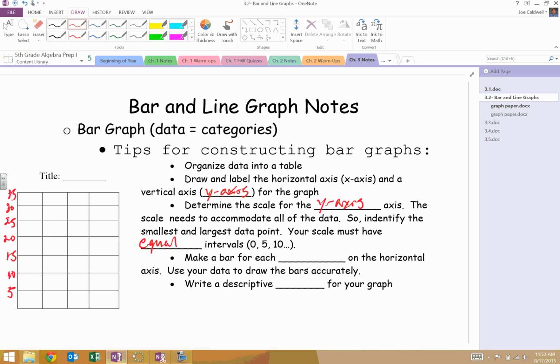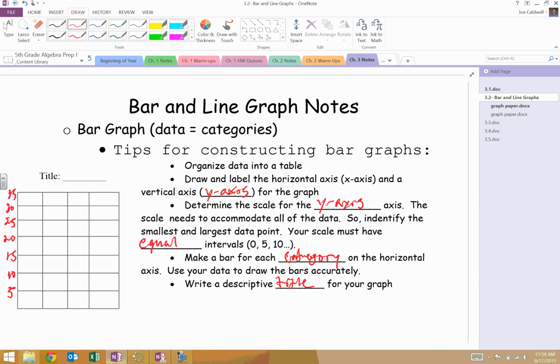You're going to make a bar for each category, or piece of data for each category. So again, if you're using sports, you'd have a bar for every sport: basketball, soccer, volleyball, etc. You should also make sure you have a descriptive title for your graph, so some type of title.